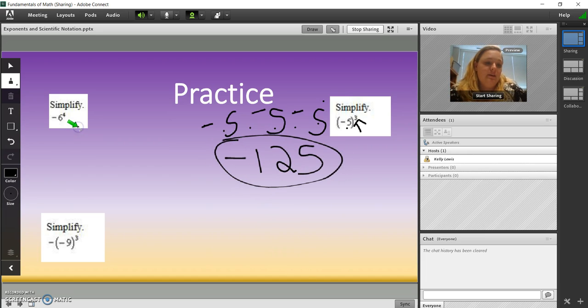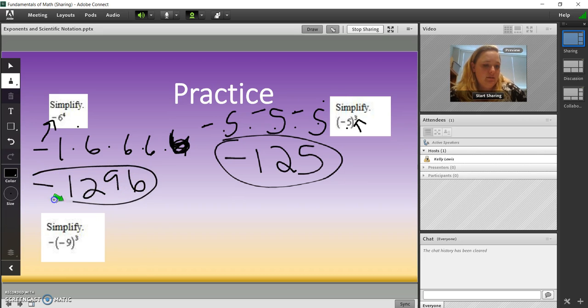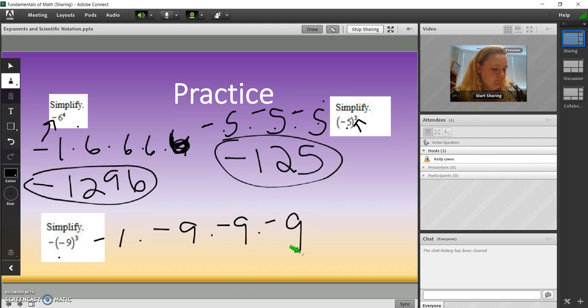This one over here means -1 times, because of that negative, and then 6 times: 1, 2, 3, 4. So -1296. This one means -1 and then -9 three times. Negative times the negative is a positive, times the negative is a negative, times the negative is positive. So we're going to get positive 729.